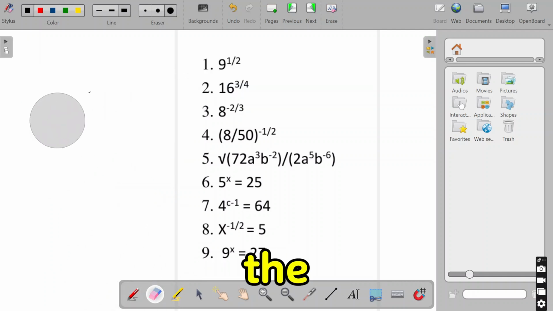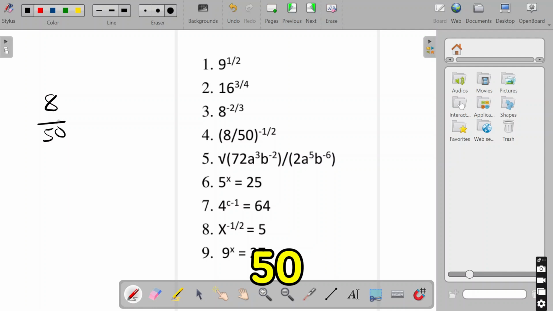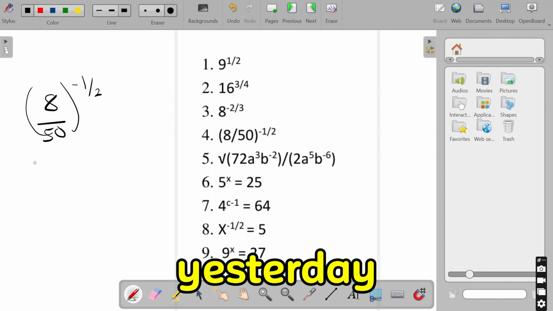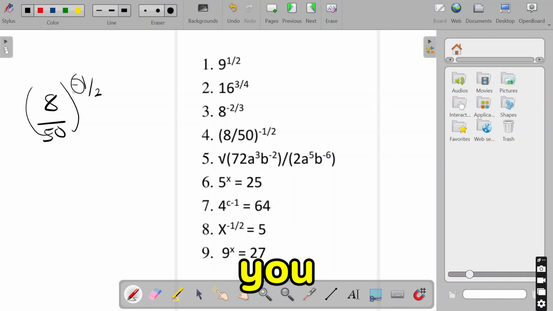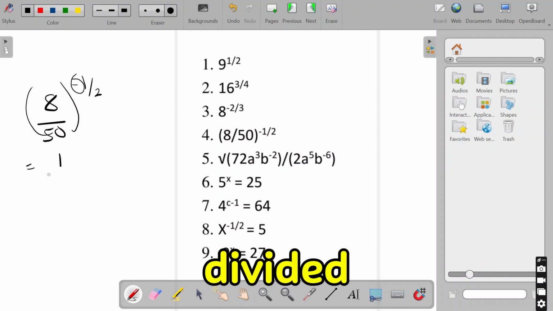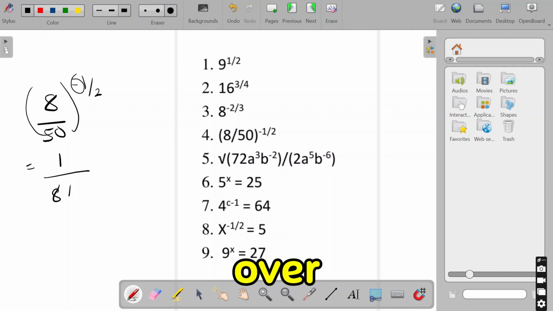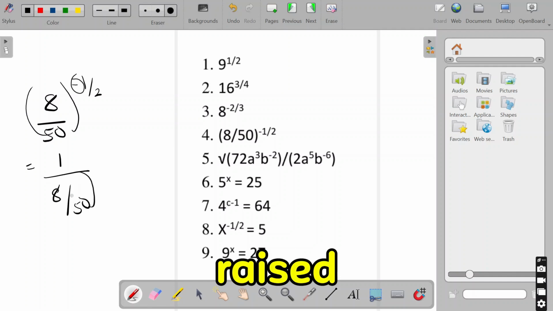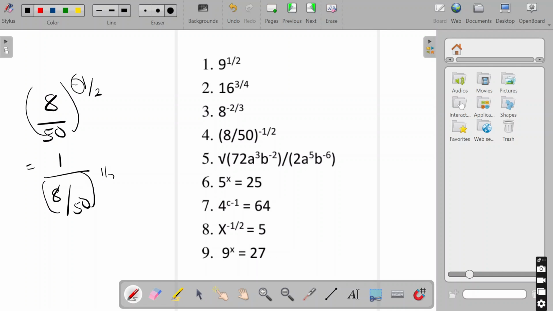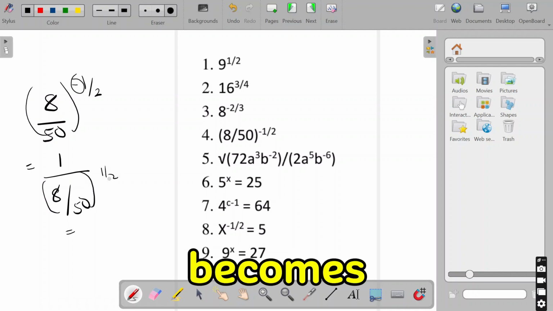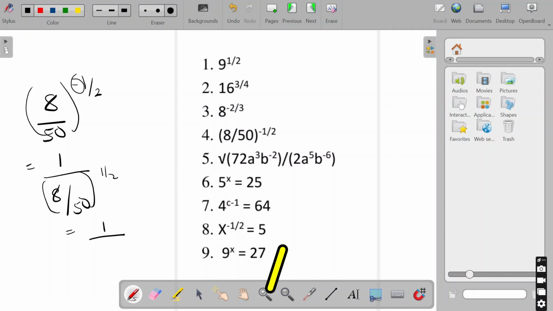So let's quickly go to the next one. The next one, we have 8 over 50 raised to power minus half. Like we said yesterday, when you see a minus like this, you do the reciprocal. It becomes 1 divided by 8 over 50 raised to the power of half.